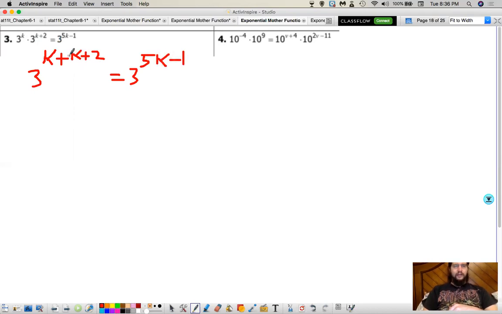I'm going to combine my like terms and I'm going to just drop my base, right? I have one base over here that is 3. I have one base over here that is 3. Okay. So that's going to be 2k plus 2 equals 5k minus 1. That's the basic algebra equation. Just solve the dang thing. 3 equals 3k. K is 1.